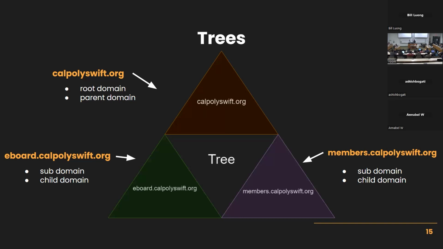And then we also have subdomains like eboard.calpolyswift.org. And they can be accessible to public users, or sometimes they're only accessible to internal users. And just to the right of it is another subdomain, members.calpolyswift.org, also another child domain. But the right side tree, or the right side forest, can also be an entirely different domain. It doesn't have to be related to calpolyswift.org.